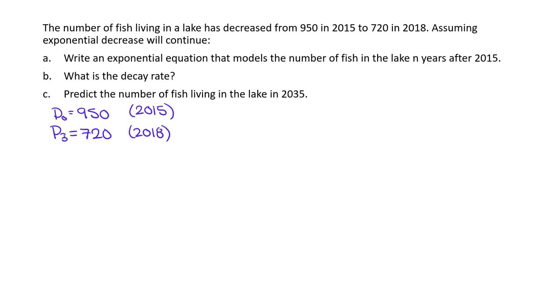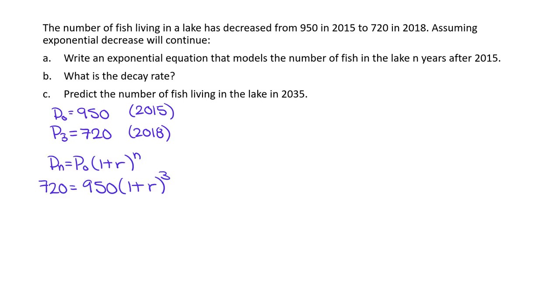So just like in the previous problem, we don't know what the r is. We don't know what the decay rate is. And so we're going to have to go ahead and solve for that before we can get our equation. So a lot like in the previous problem, I do know that my starting value, the P0, is 950. And that corresponds with the year 2015. In 2018, which is 3 years later, my population is 720. So that means P3 equals 720.